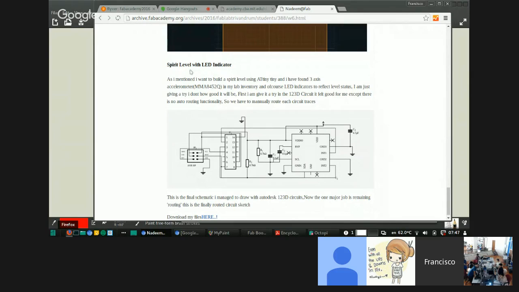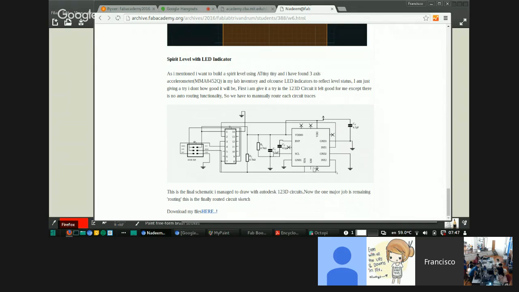Spirit level. So you are checking this. Actually, I'm planning this one, a spirit level kind of thing with LED indicators. I'm working on the schematic now. I have to route it and finish it. Okay, but you could use it for input devices, because this is an accelerometer. Yes, that is an accelerometer.